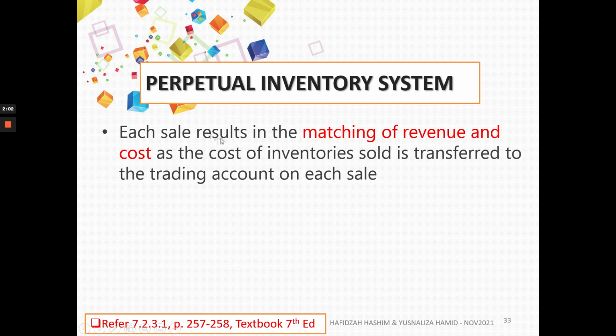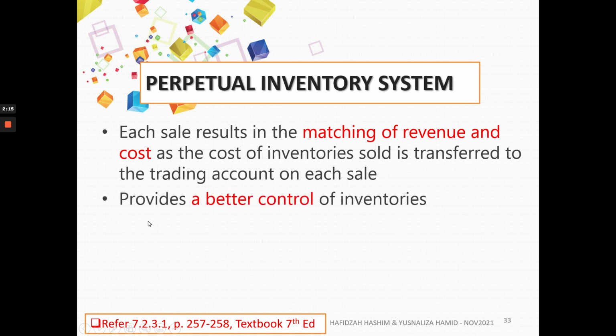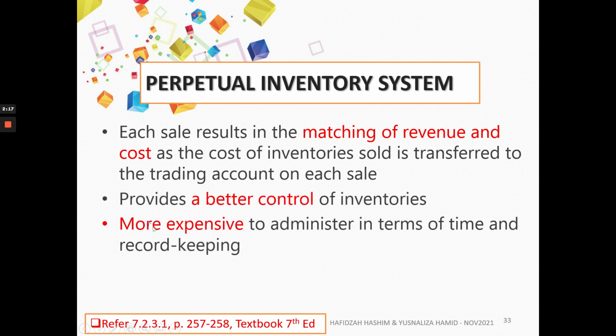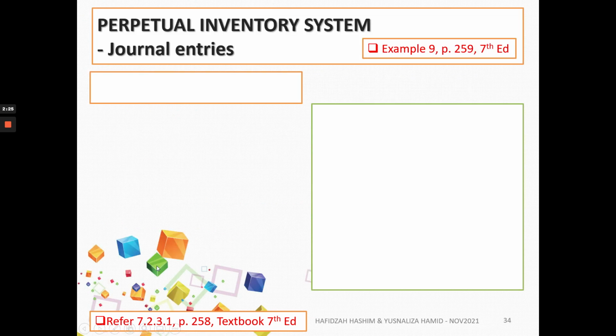Under the system, each sale will result in a matching of revenue and cost, as the cost of inventory sold is transferred to the trading account on each sale. And this will provide better control of inventories. However, it is more expensive to administer in terms of time and record keeping. So let's look at the journal entries, or some kind of revision on the journal entries that you may have learned earlier on the perpetual inventory system.